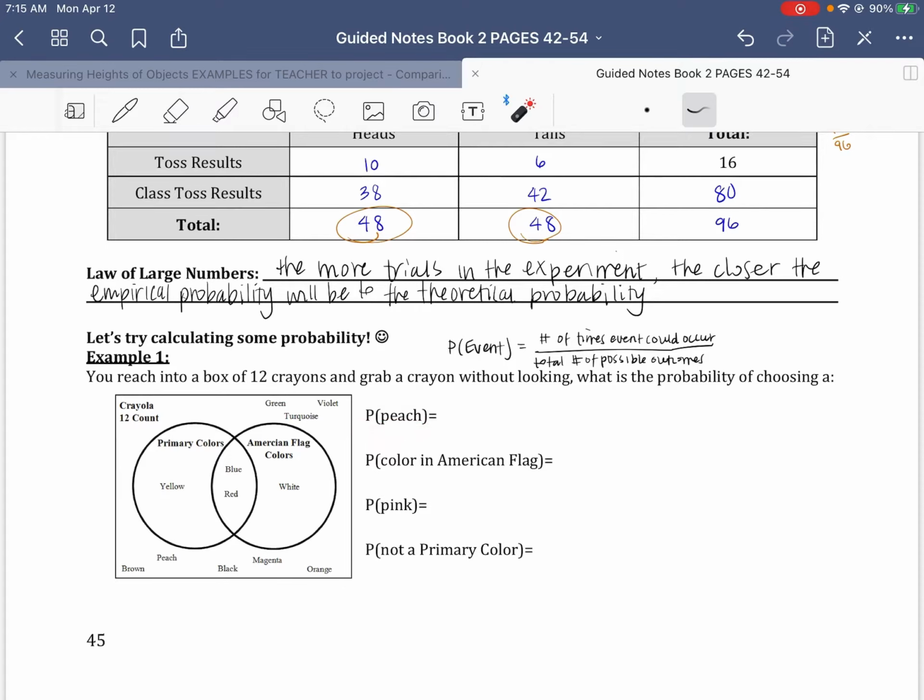If we look at our Venn diagram over here, you'll notice that there's one peach crayon within the box of crayons. So that would be one possible peach out of the total 12 possible crayons. So our probability would be 1/12. Or again, we can write this as a decimal. And if I do 1 divided by 12, I get 0.083. If you're going to write probability as a decimal, which is great because then you can compare it well to other ones, go out at least 3 decimal places.